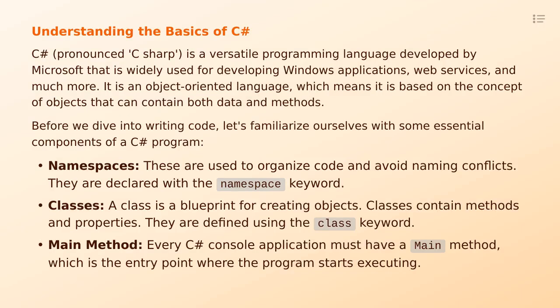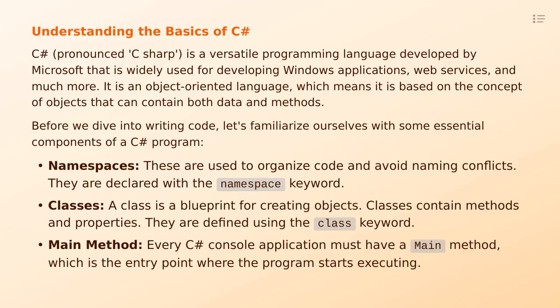This section covers understanding the basics of C#. C#, pronounced C sharp, is a versatile programming language developed by Microsoft that's widely used for developing Windows applications, web services, and much more. It's an object-oriented language, which means it's based on the concept of objects that can contain both data and methods. Before we dive into writing code, let's familiarize ourselves with some essential components of a C# program.